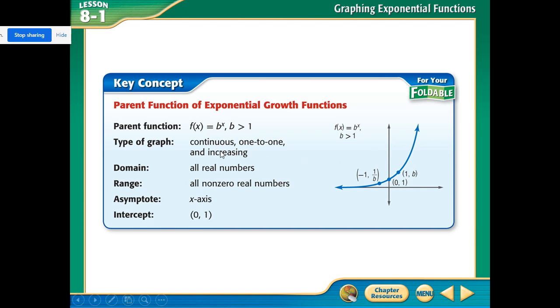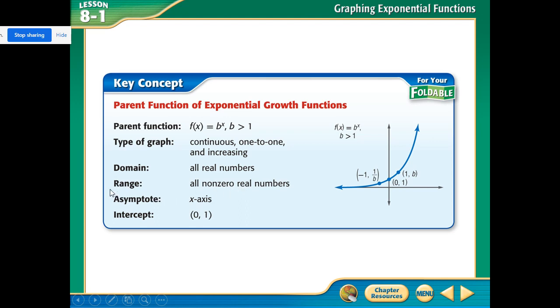This type of graph is continuous. It is a function 1 to 1, and it is constantly increasing. The domain will always be all real numbers. The range is going to change depending upon some values that we're going to talk about in the next slide. But the range in this one is all non-zero numbers, so it's y is greater than 0. So the range is greater than 0.